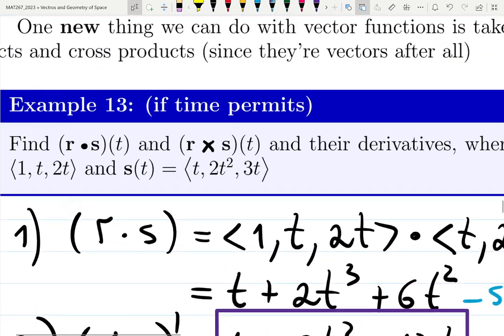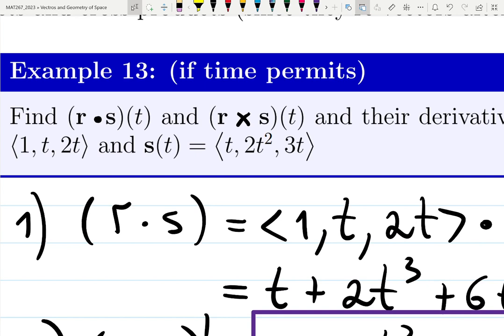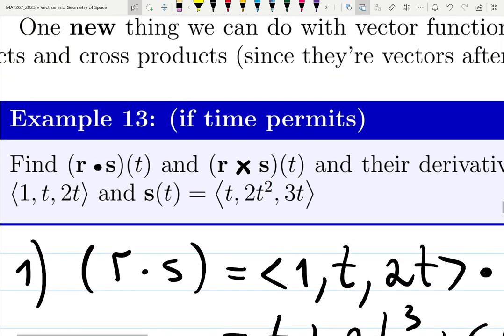Oh, this one? Oh, that's not multiplying. Yeah, good question. That's a notation. R of T, right? And then S of T. So if they want to multiply first, they do like this.